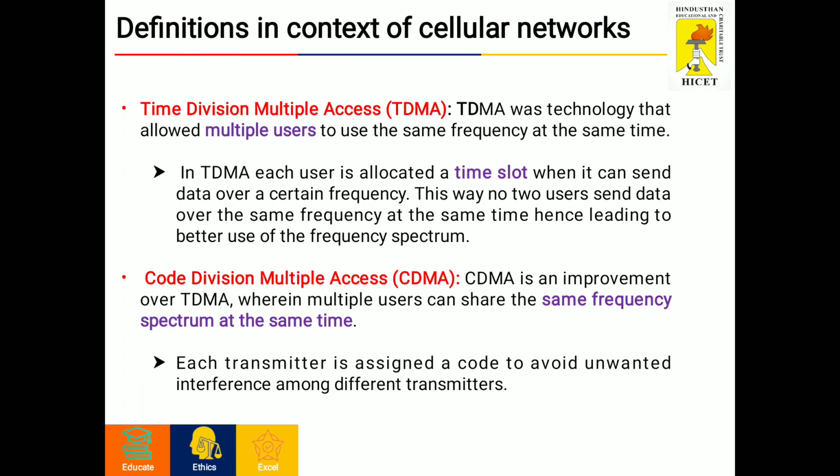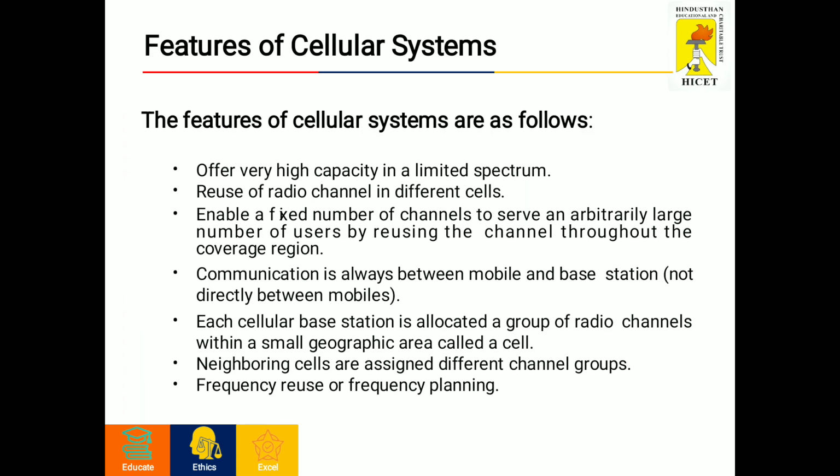Next we have code division multiple access, which is an improvement over TDMA, wherein multiple users can share the same frequency spectrum at the same time. How is that possible? Because each user is given a unique code. Each transmitter is assigned a code to avoid unwanted interference among the different transmitters.